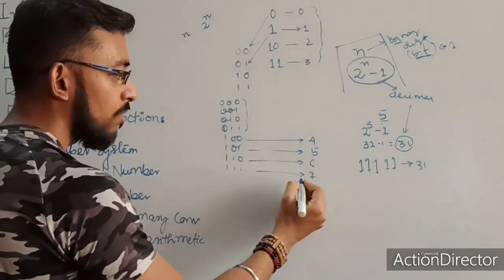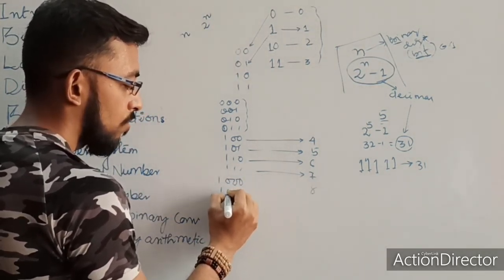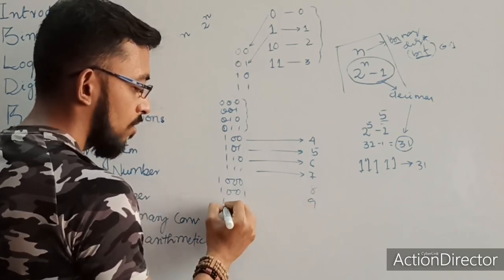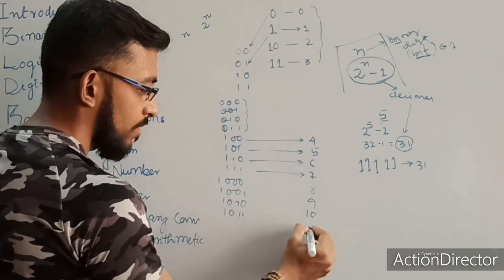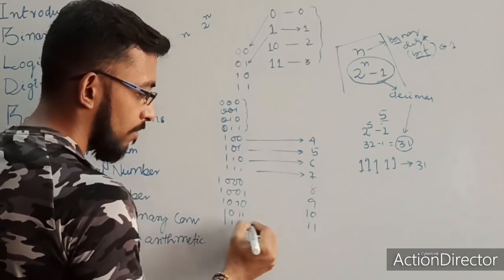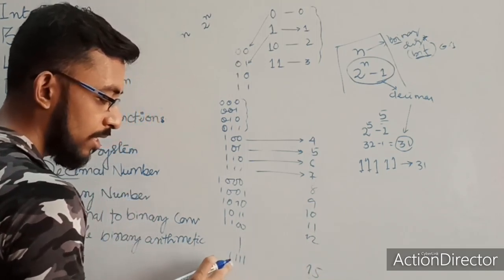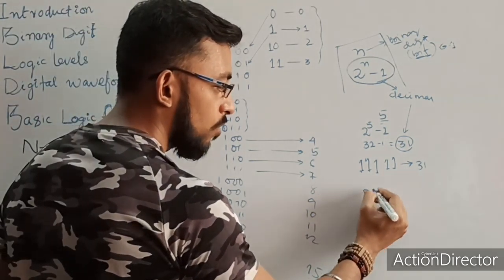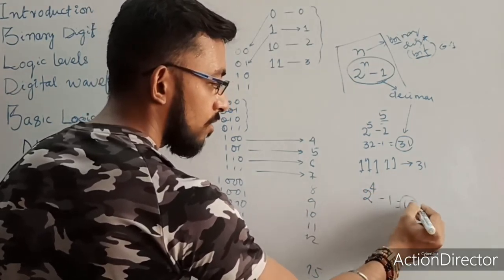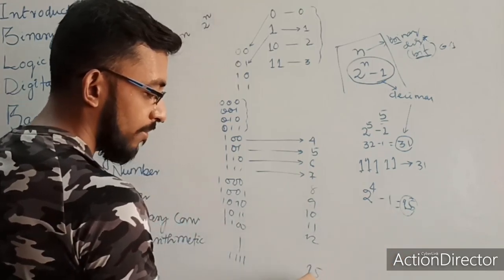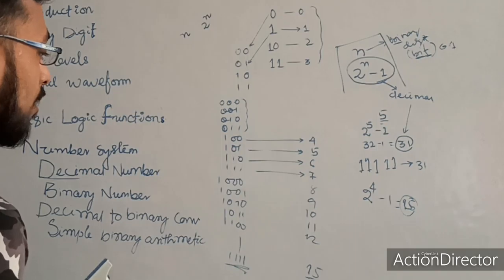Then if I want to write 8, I have to add 1 over here again: 1000. 1001 means 9. 1010 means 10. 1011 means 11. 1100 means 12. Like this, 1111 means 15. You see there are 4 bits. 4 bits means 2 power 4 minus 1. 2 power 4 is 16, minus 1 is 15. So 15 is the maximum decimal value I get using these 4 bits. This is the representation of the binary number system.